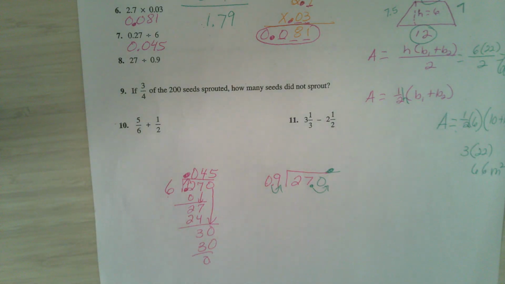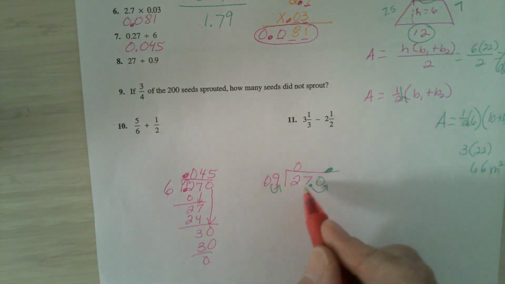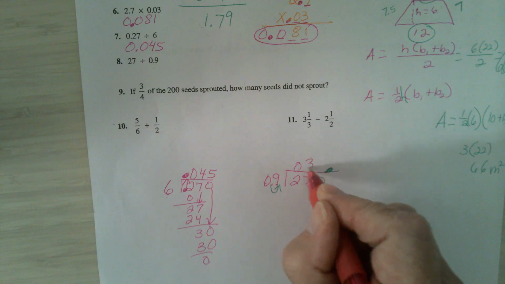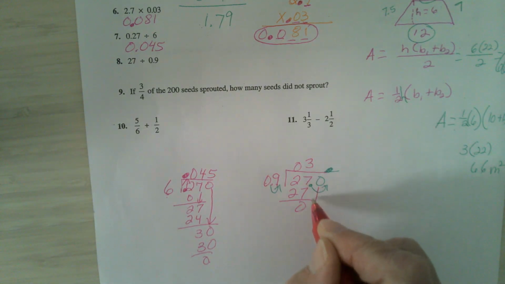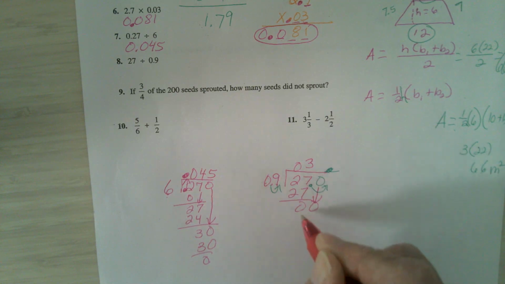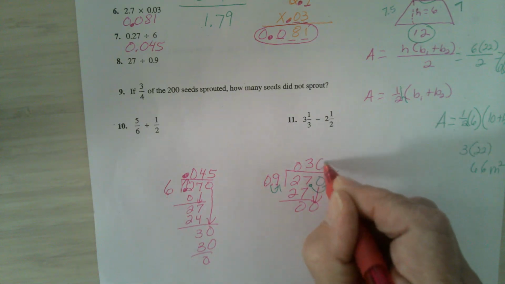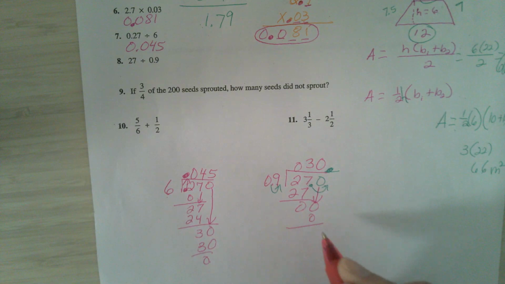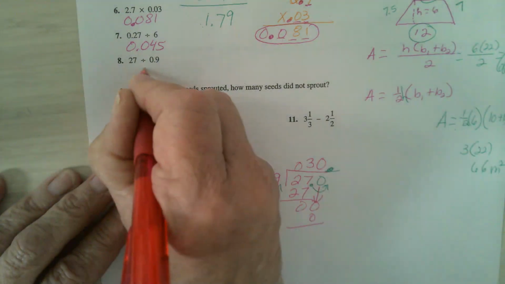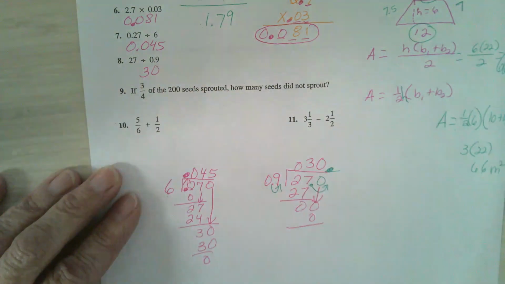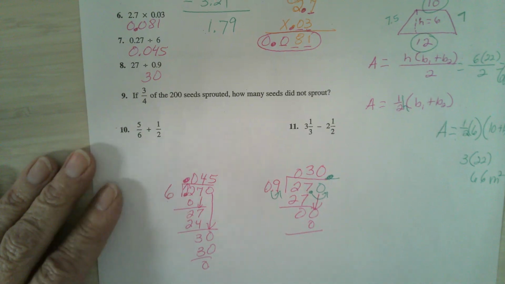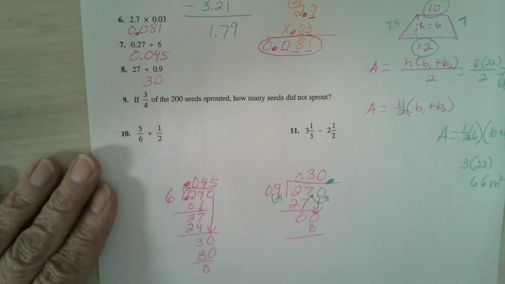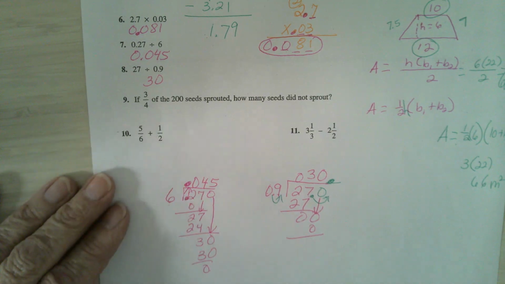Well, this is pretty easy because you know how many 9's are in a 2? None. How many 9's are in a 27? 3. Subtract, but you got to bring down this 0. How many 9's are in a 0? 0. The answer is 30. 27 divided by 9/10. Okay, think of it. How many 9 cents are in 27?